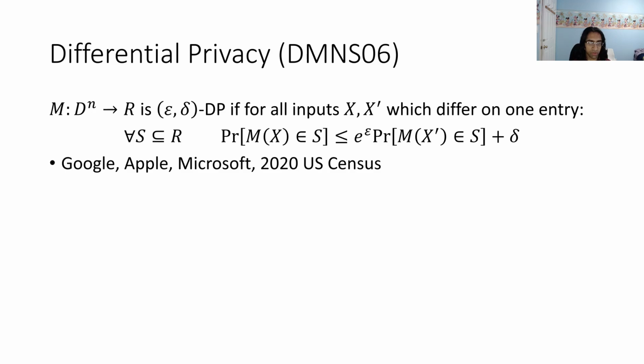It's seen use in practice at Google, Apple, and Microsoft, and perhaps one of the most impactful deployments to date will be the 2020 US Census, where it's going to be used to make sure that when people fill in their census forms, the results reported do not reveal too much information about individuals in the dataset. That's going to be run on around 300 million Americans, so it's a huge deployment, with a lot of implications.